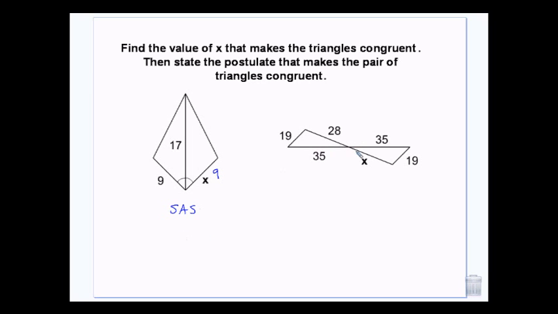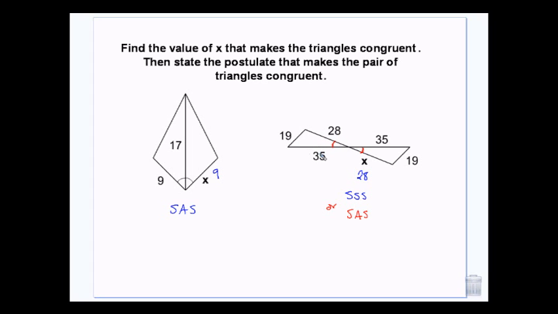Okay, how about this one? What does this have to be? 35. Okay. 35, 35, right? So 28, 28. Now, this one we could go two ways. By putting this side in, we get side, side, side. Although we could also say side, angle, side. We could prove this congruent two ways because those are vertical angles. So this is one of those ones where you could do two different things.